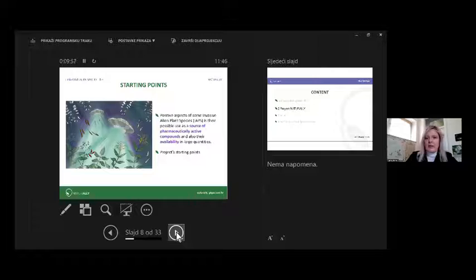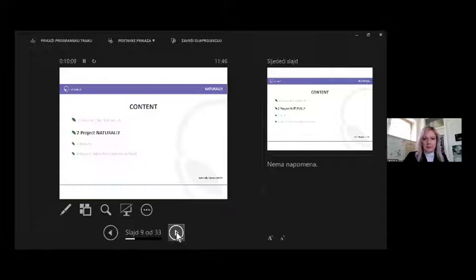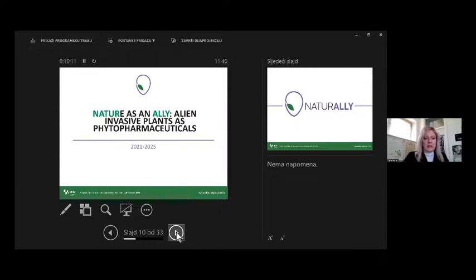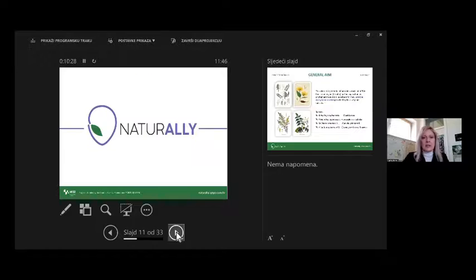And these were the starting points when we applied and started our new project called Nature Ally that I will present in the next few slides. The project entitled Nature as an Ally, Alien Invasive Plants and Phytopharmaceuticals is a project funded by the Croatian Science Foundation, which started in January 2021 and will finish in 2025. Its acronym is Nature Ally.